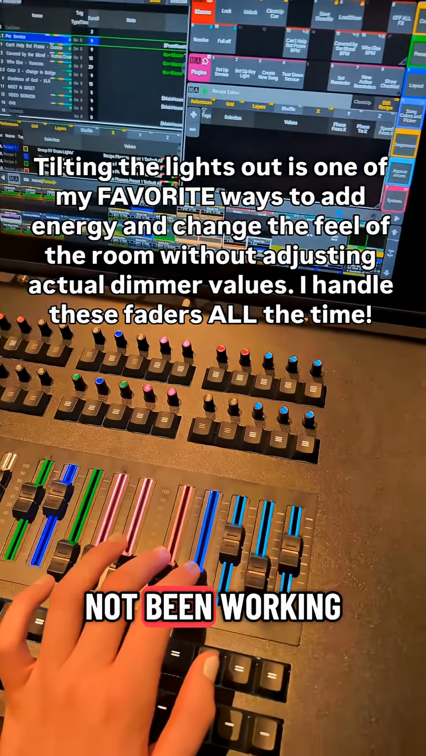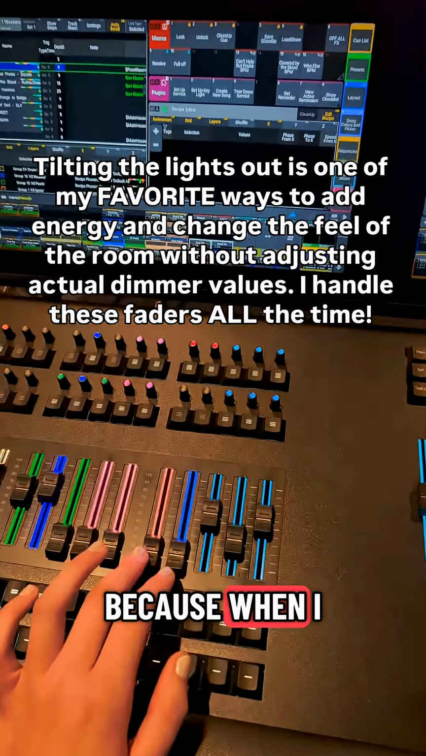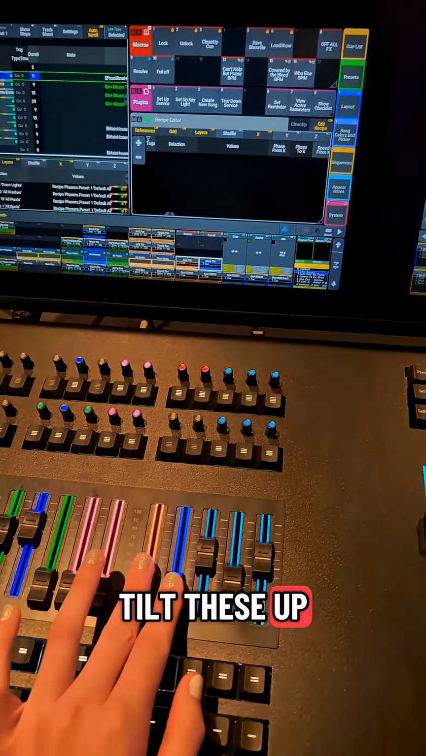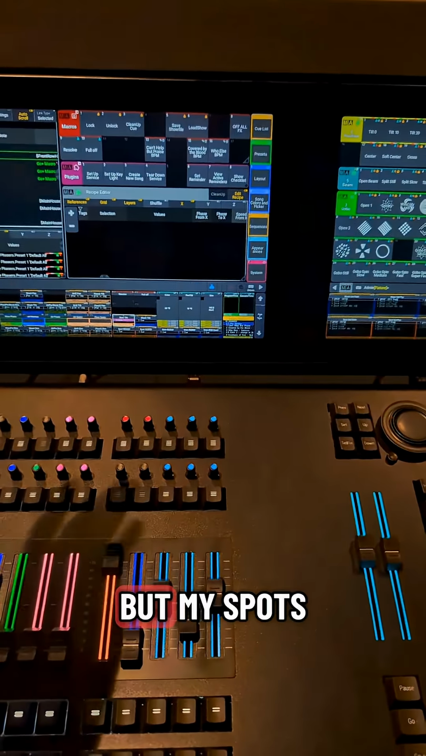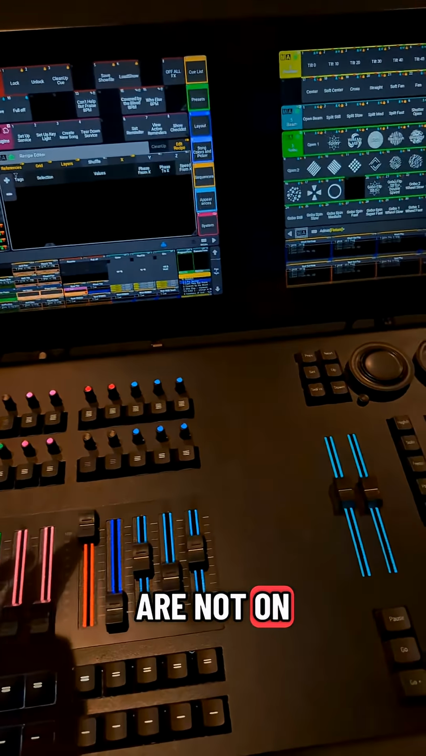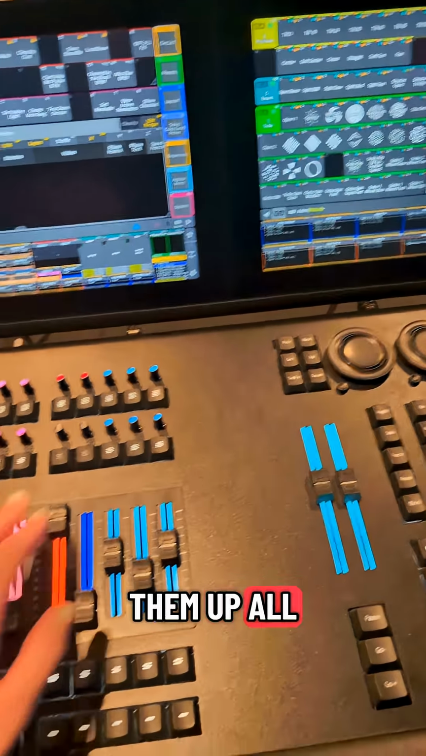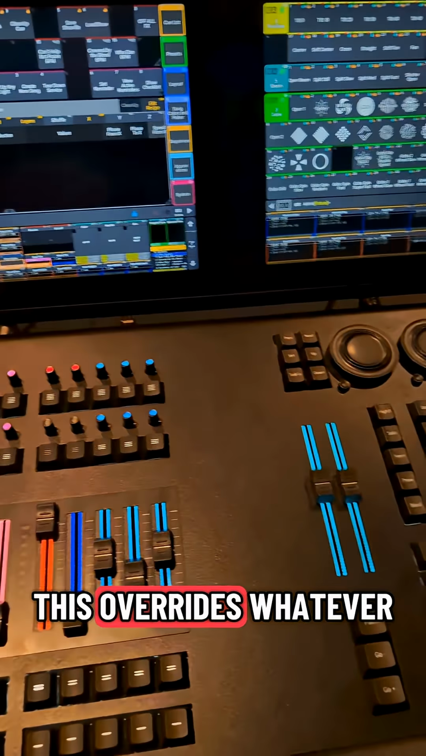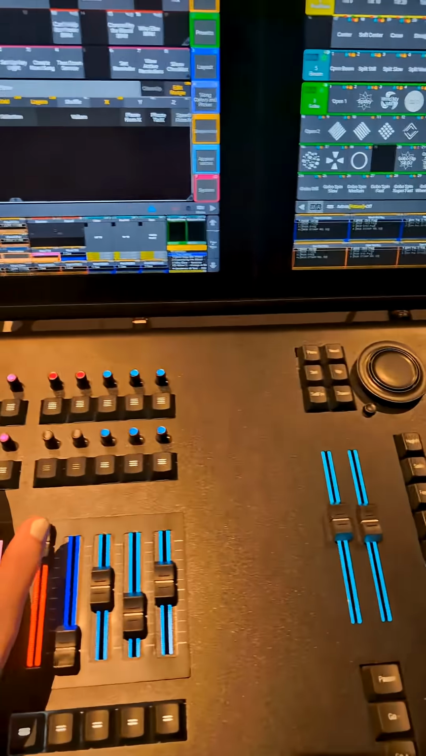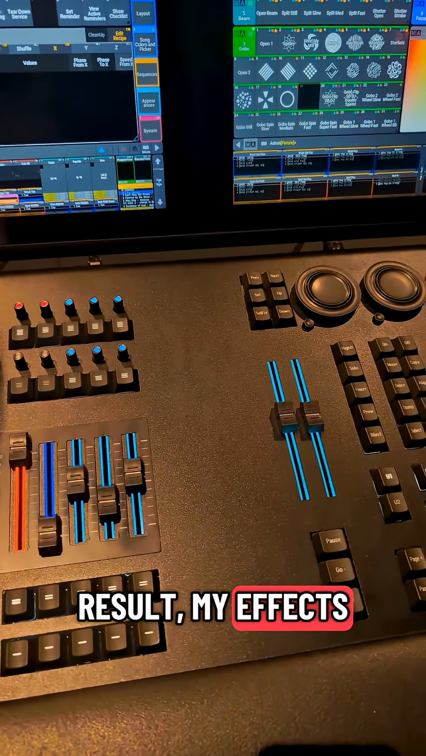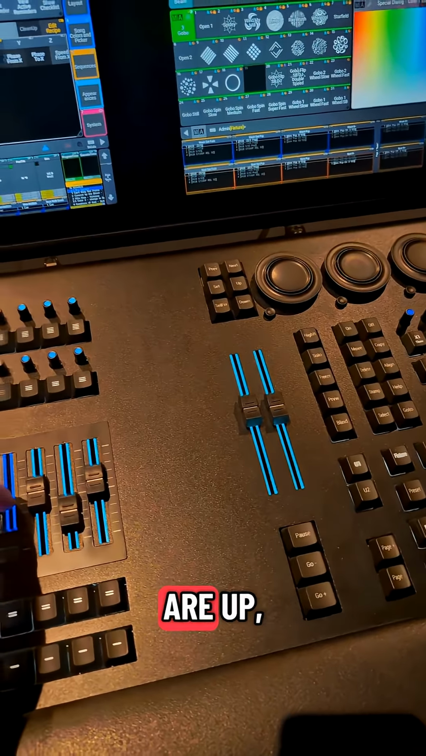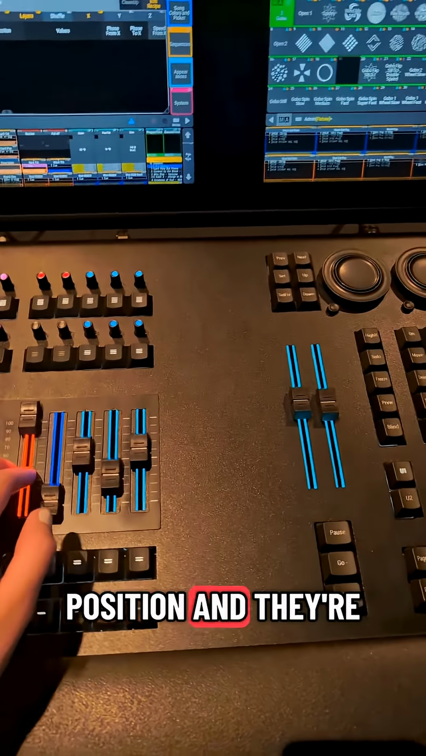So this has not been working well for me because when I tilt these up all the way, I'm not going to do it with my washes right now because we're in pre-service, but my spots are not on. When I tilt them up all the way, this overrides whatever I have going here. Whoops. So as a result, my effects are overridden, and when these are up, the lights are just in that position and they're not moving.